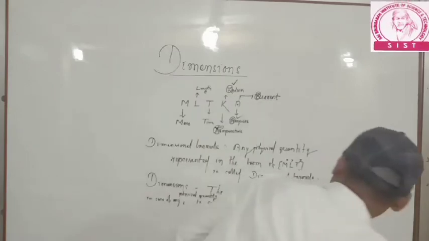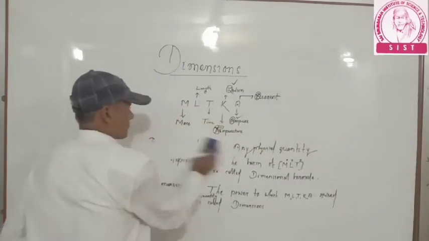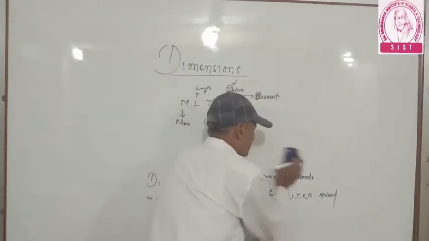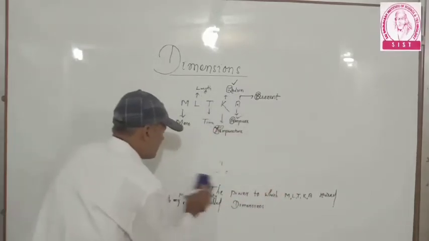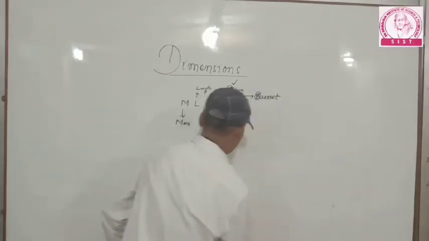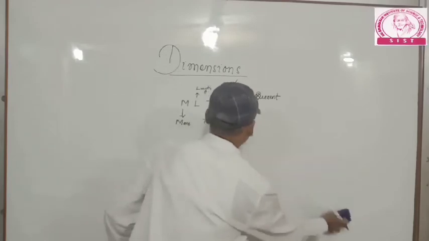Okay, let's start now. We will start from a simple physical quantity, from a simple physical term, then go to complicated terms. Let's start now.